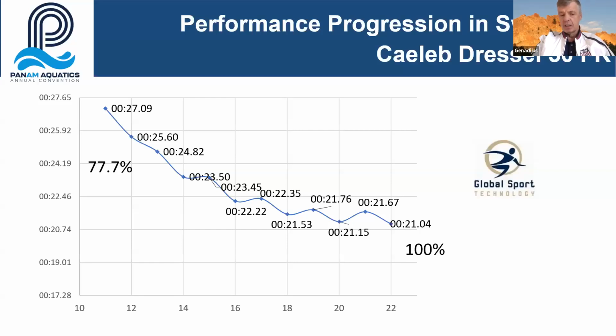So this is normally a normal curve, as you see, a little bit faster improvements at younger age, slower at the end. And his results at age 11 reached 77.7% from best time at age 22, when he did 21.04. So this is a typical curve, how athletes are improving. They're improving faster at younger age and slowing down when they are already older.